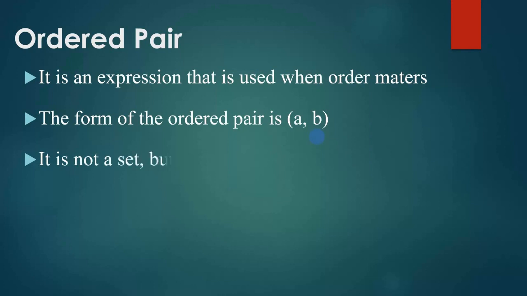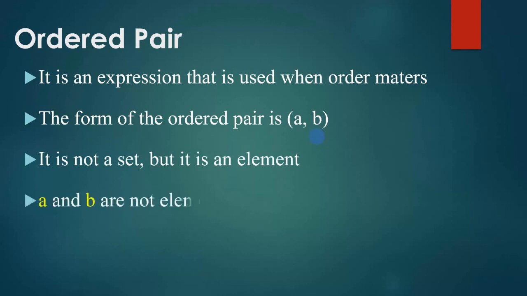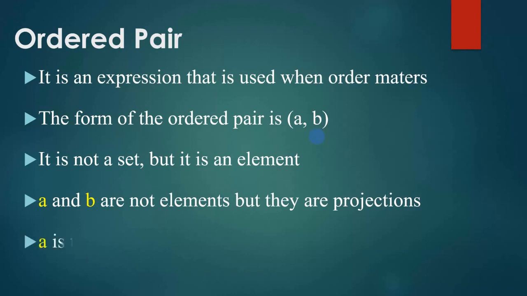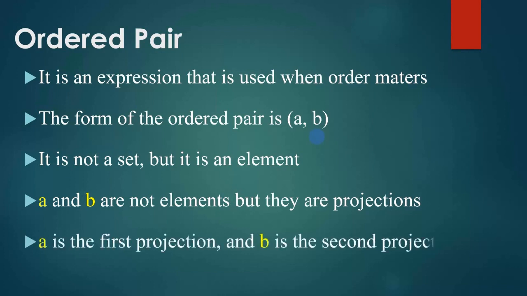Of course, the ordered pair is not a set, but it is an element. A and B are not elements because the ordered pair is not a set, so A and B are not elements, but they are projections as we mentioned before. A is the first projection and B is the second projection.